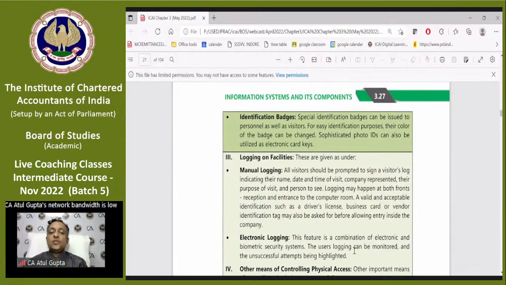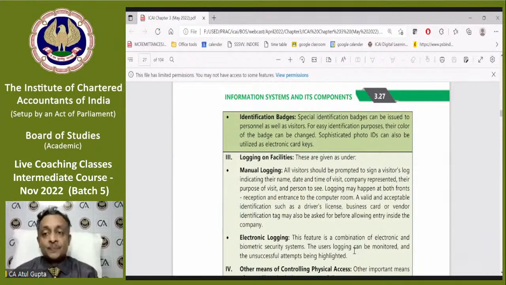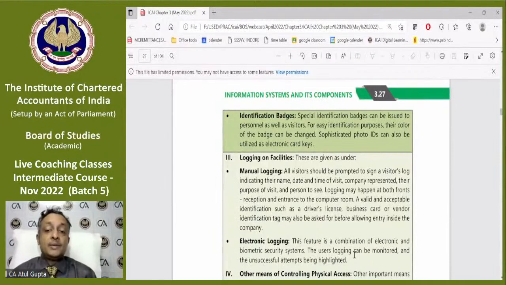This feature is a combination of electronic and biometric security system. So users' logging can be monitored, and if a login attempt fails, an alarm can be triggered to see where the login attempt has failed.